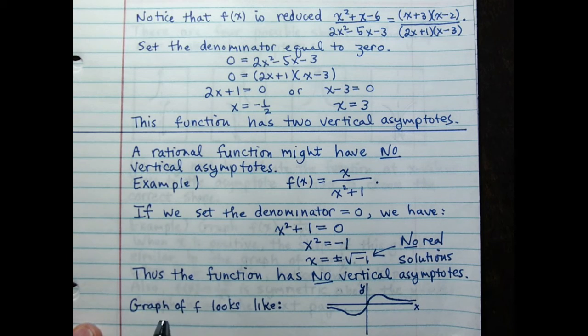And I even snuck in a little sketch of what the graph of that rational function looks like. Actually, it does have a horizontal asymptote, but it has no vertical asymptote. So that's that, and we're going to talk a little bit about shortcuts for finding horizontal asymptotes in the next segment.